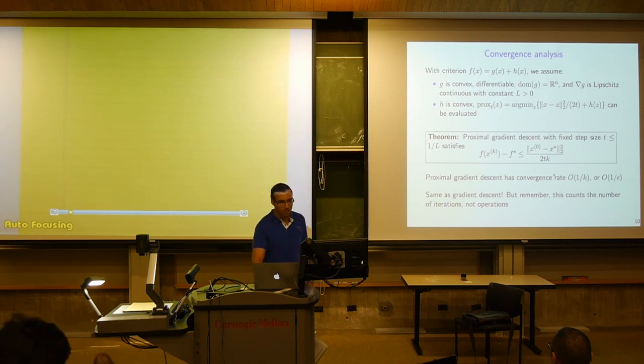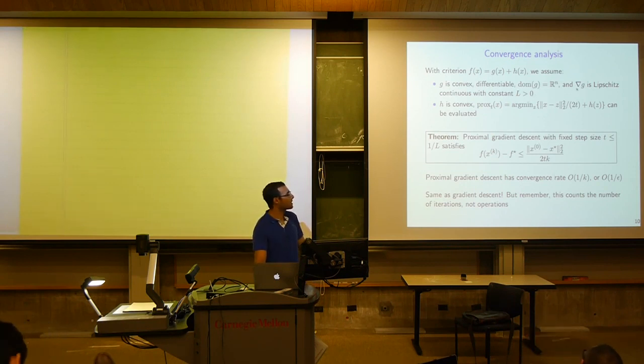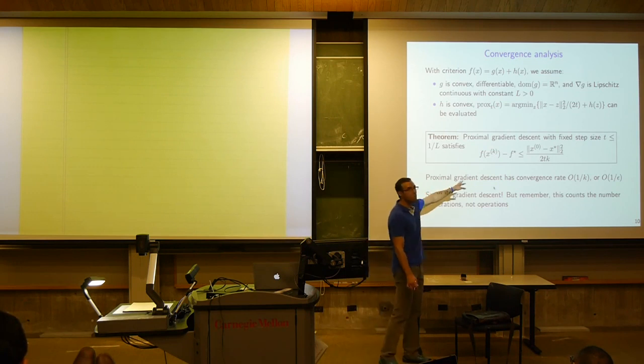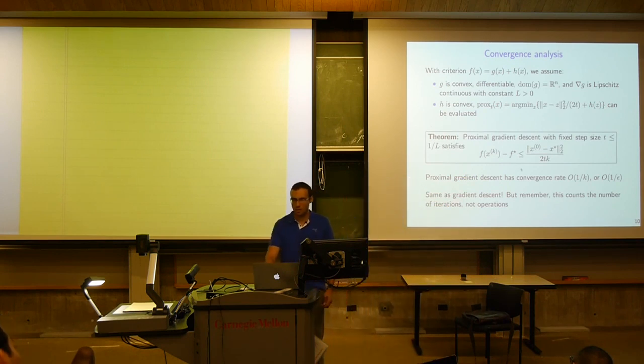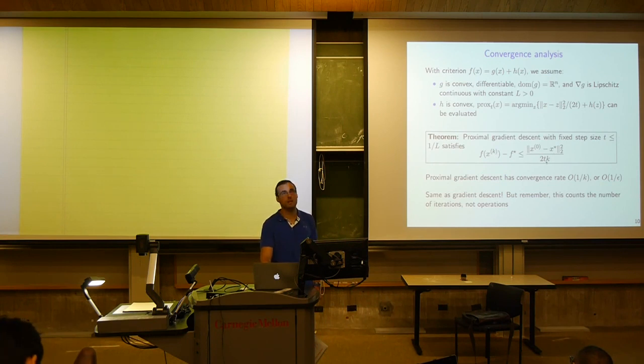So the setup is very similar. It's just that we're assuming that g is the guy that's smooth and has a Lipschitz gradient. Both g and h are convex, and h has a prox operator that's tractable that we can evaluate. And it's essentially the same result, even up to constants, right? We get, after k iterations, that the difference between our function f at x_k and the optimal value f star is less than or equal to the squared distance between where we started and the solution, or a solution, divided by 2 times t times k.